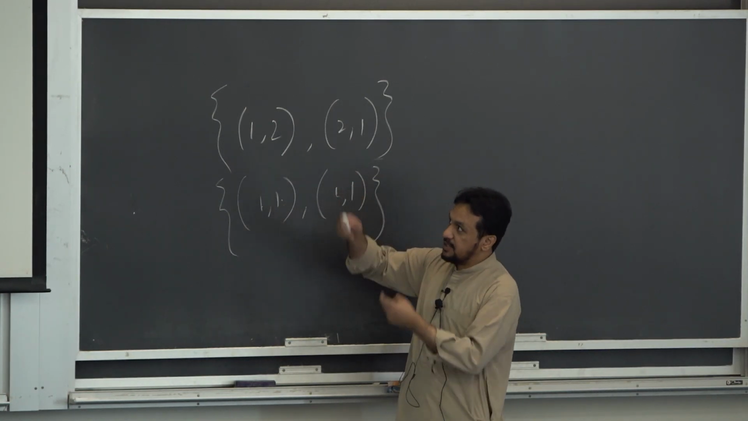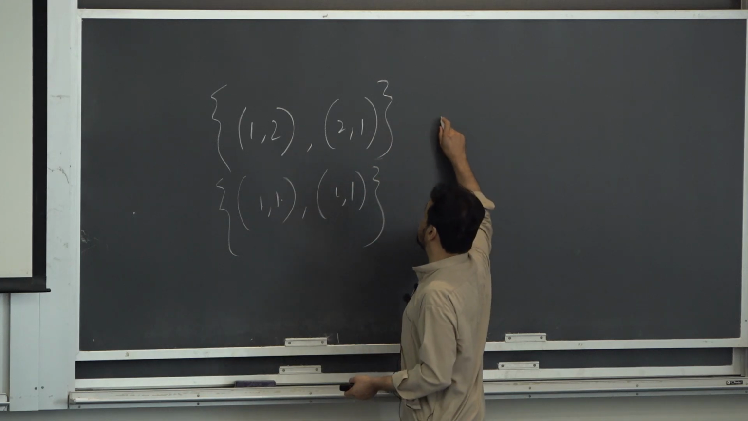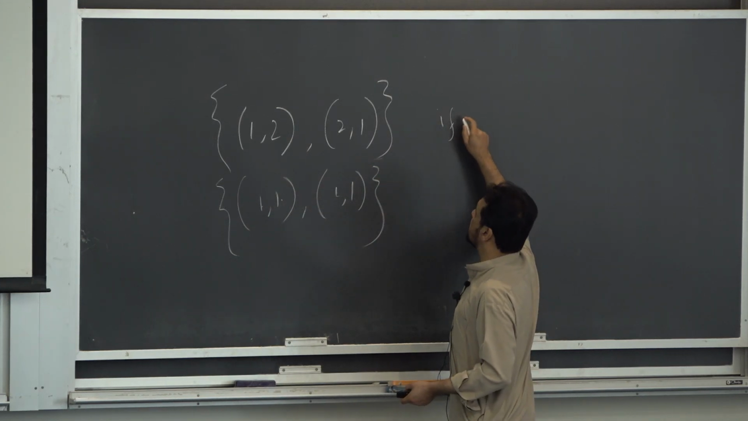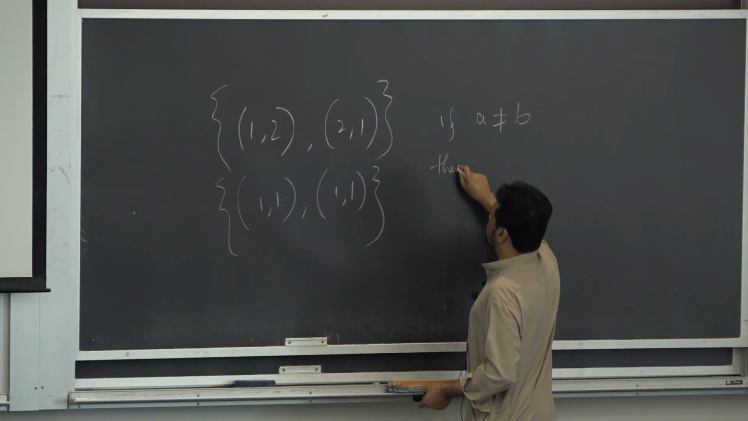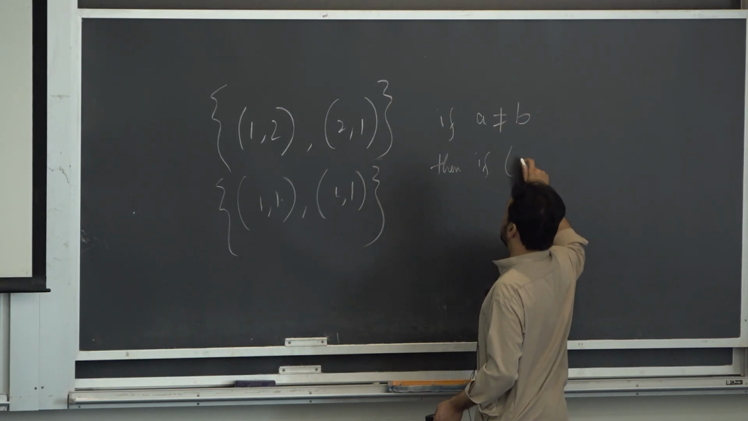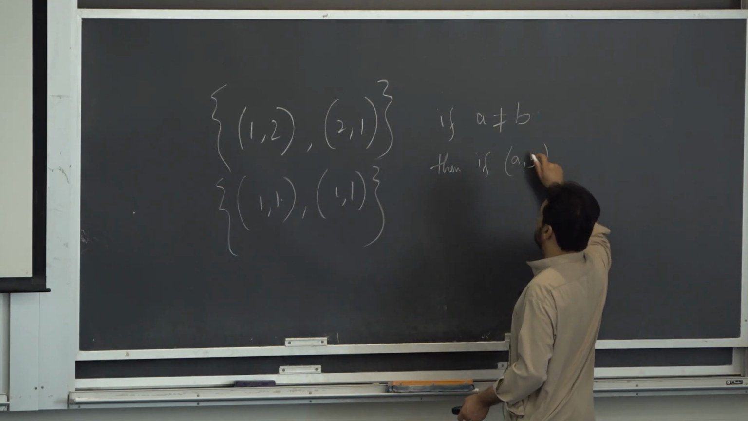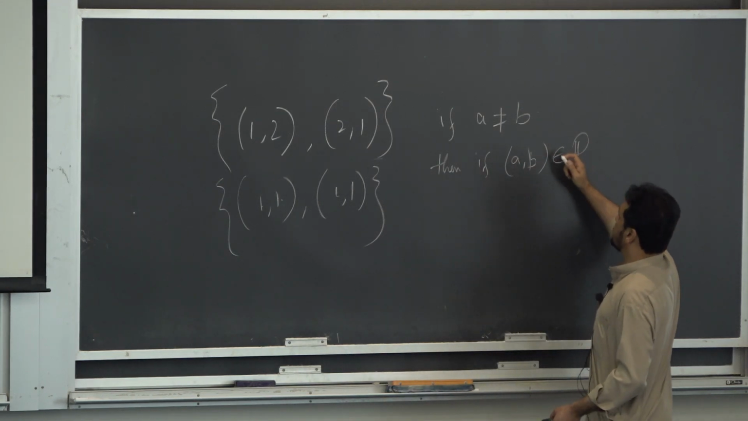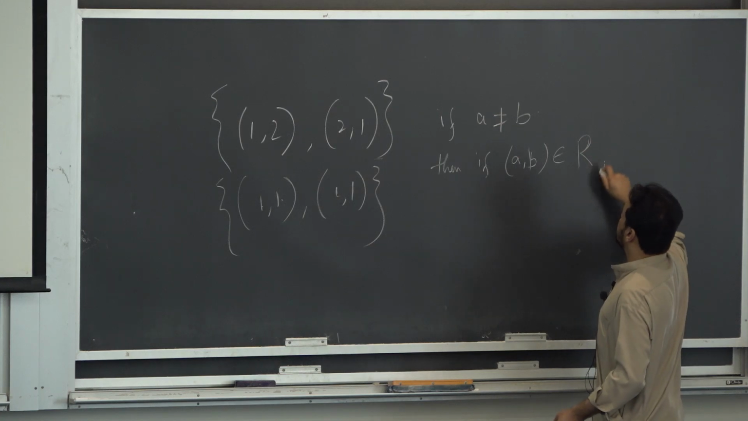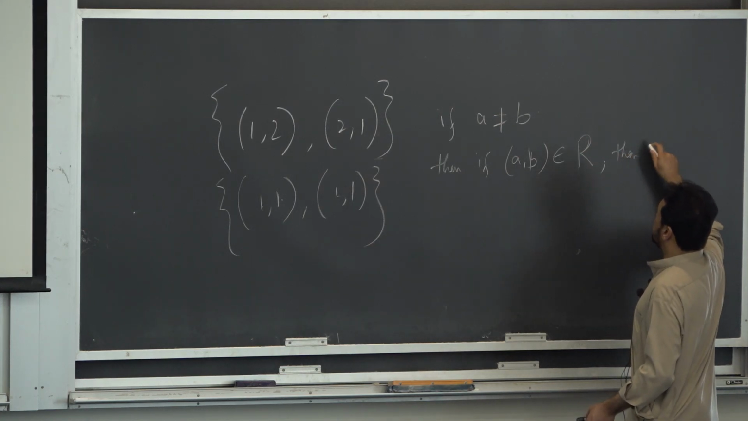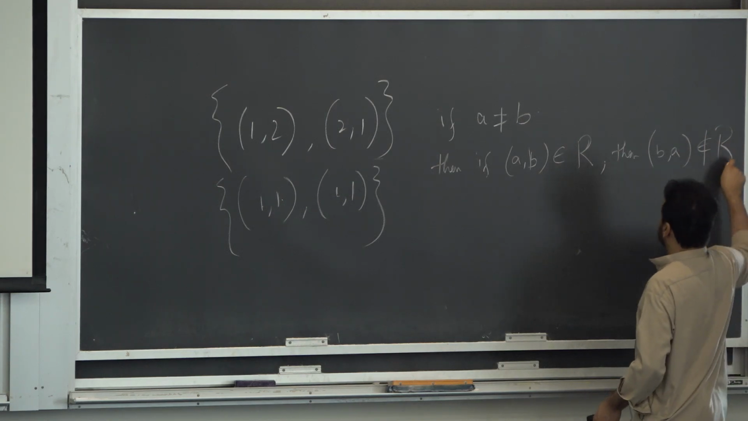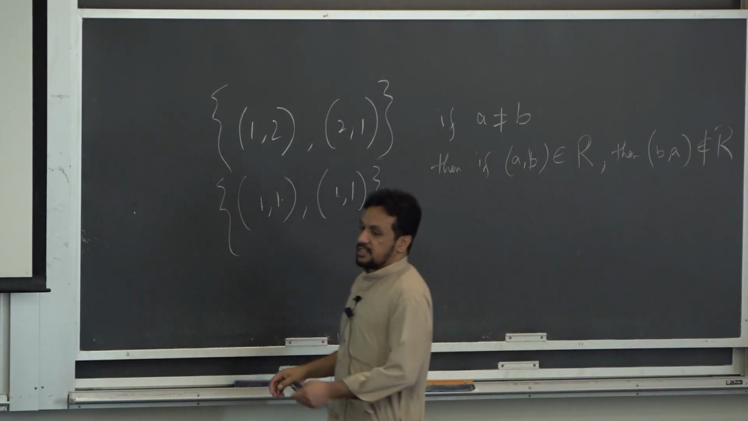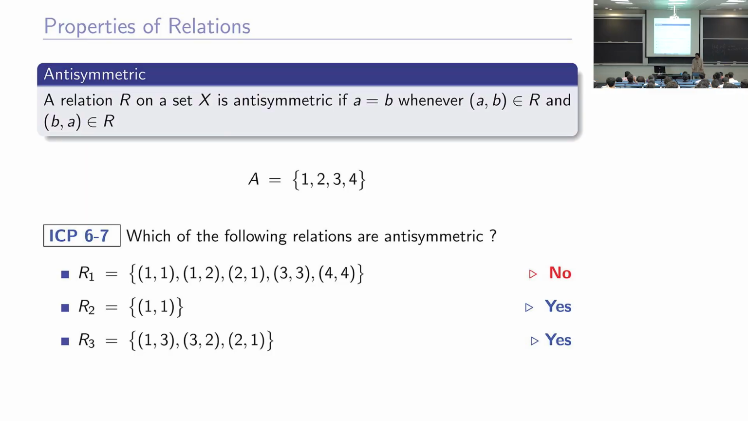So, let's look at the statement. This basically says, if A is not equal to B, then if AB is in R, then BA cannot be in R. This is the statement, or definition, the requirement of an antisymmetric relation.